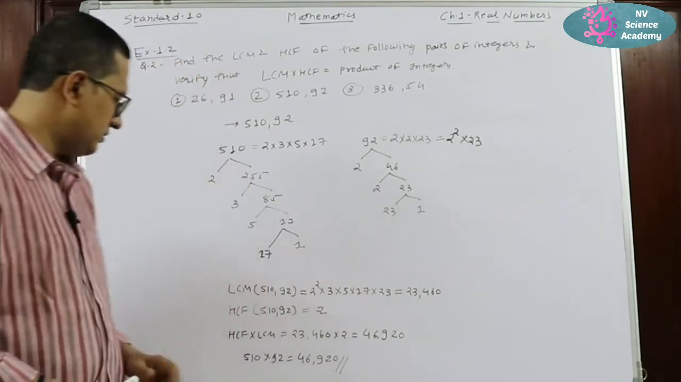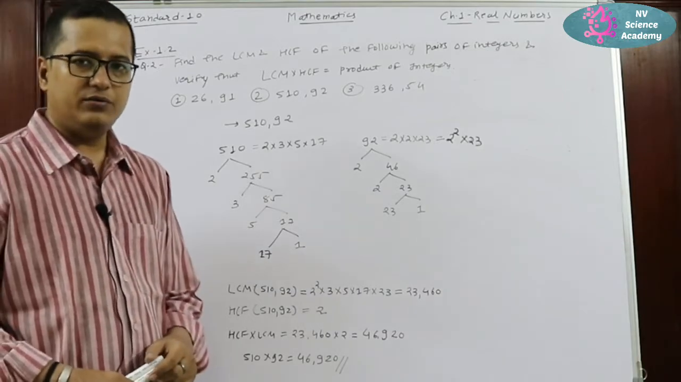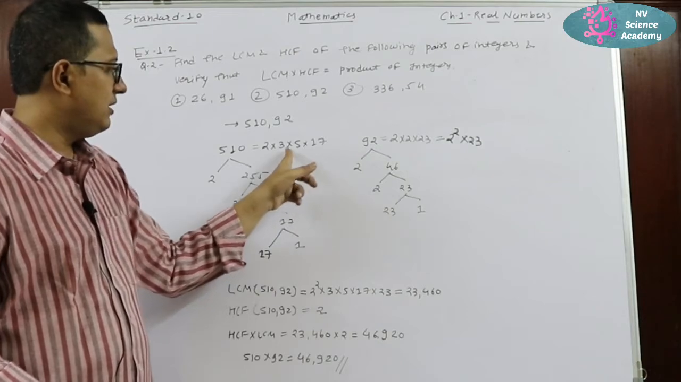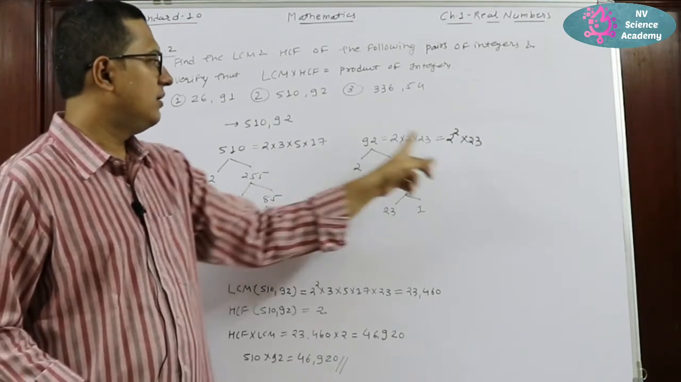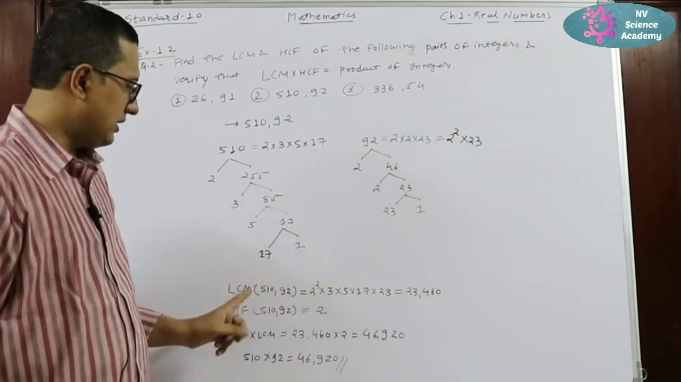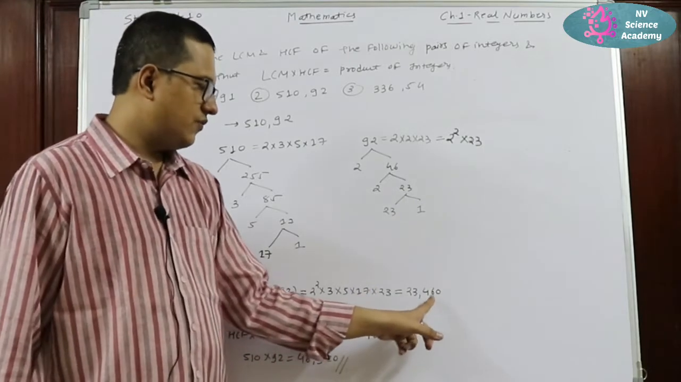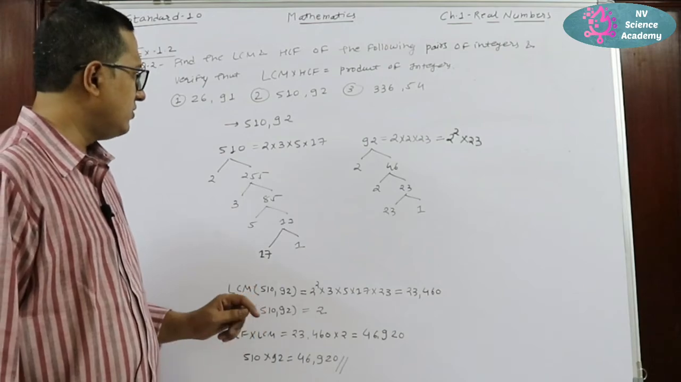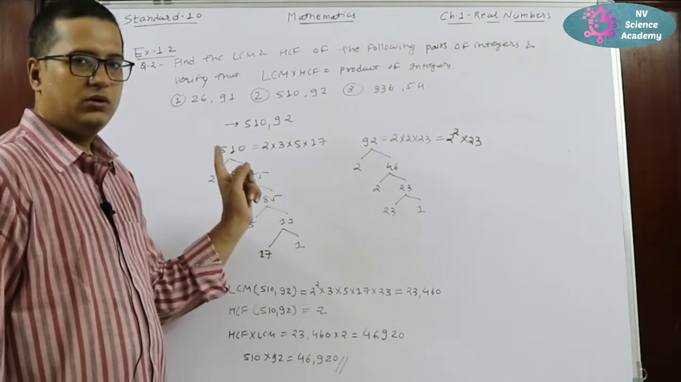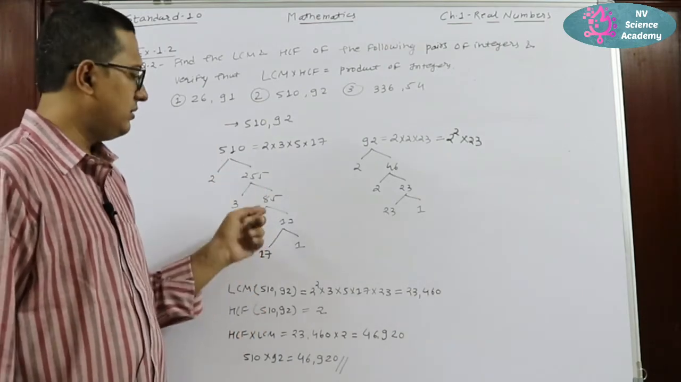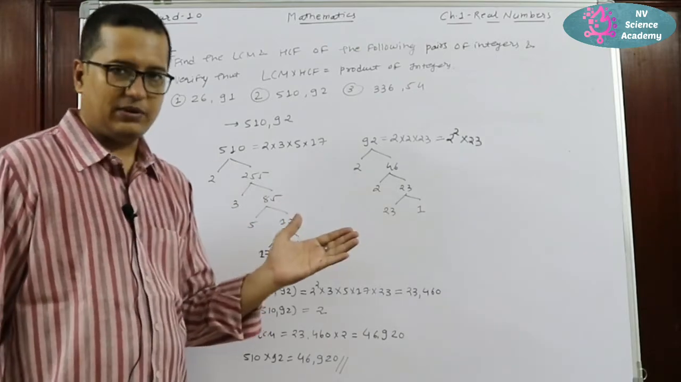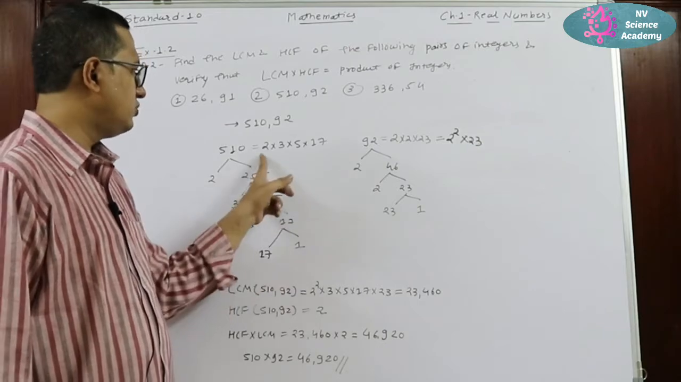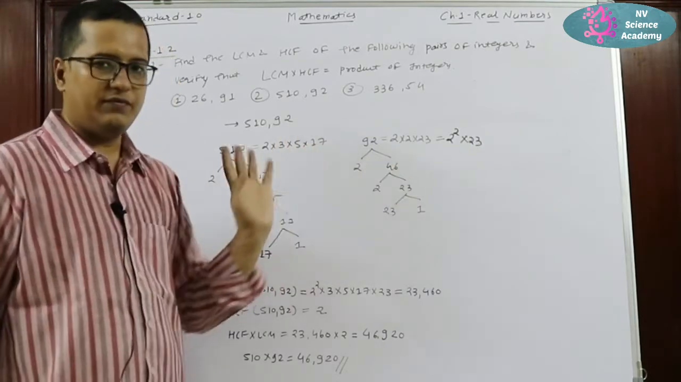Okay, first of all the LCM of 510 and 92 is 2 square multiplied by 3 multiplied by 5 multiplied by 17 multiplied by 23. So the answer is 23,460. Okay, the HCF of 510 and 92 is 2. It is the least power, and for the LCM it is the greatest power. So here the highest common factor is 2 only. Here 2 is the only common factor.